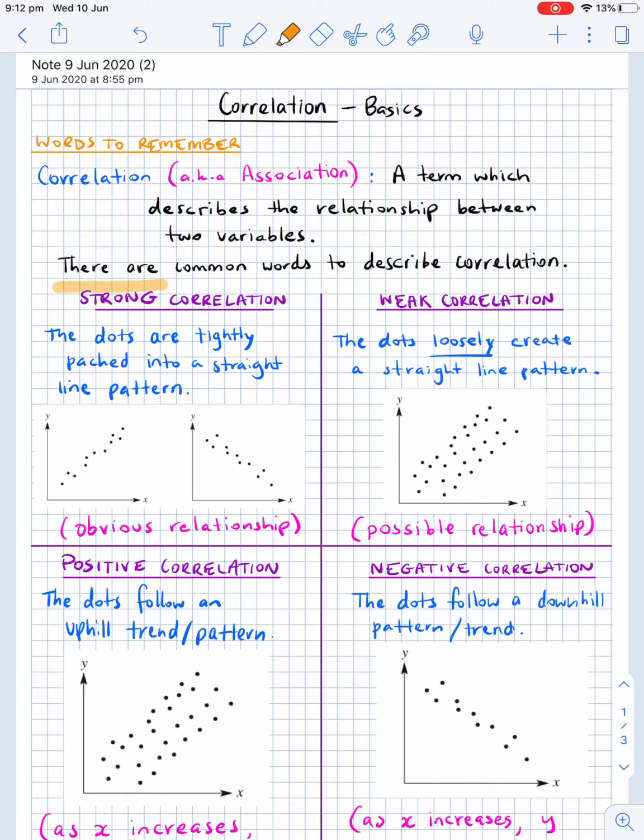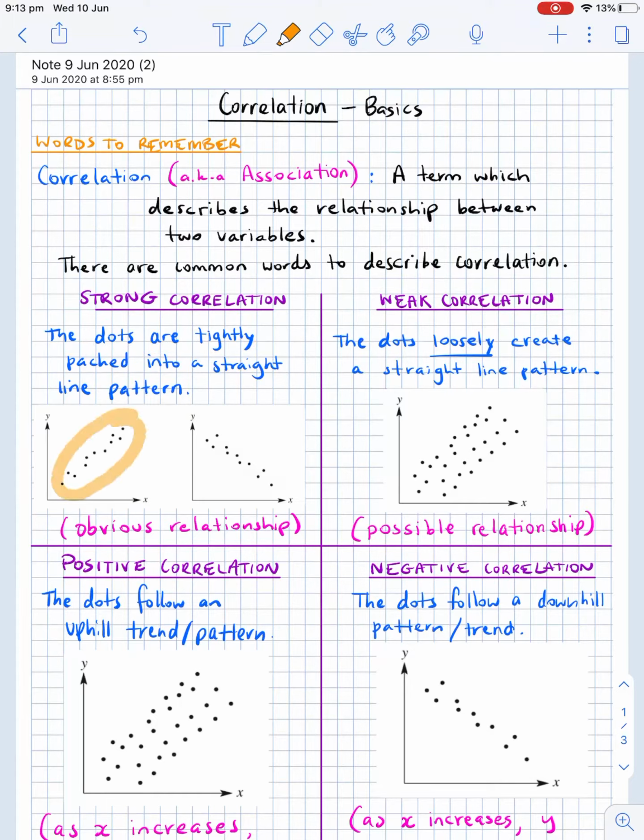So there are common words to describe correlation. So the idea is we can have strong correlation. It's all about describing the relationship. So we can have a strong relationship, if that makes sense. Strong correlation. That's where the dots are tightly packed into a straight line pattern.